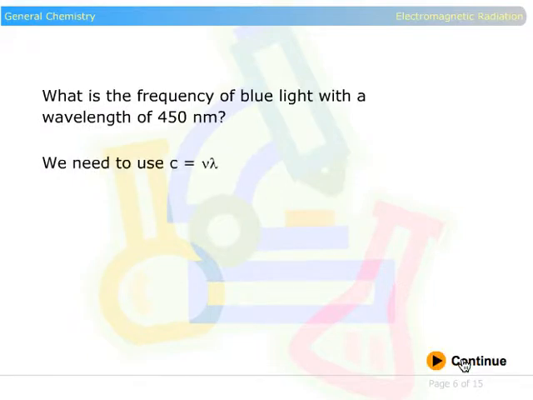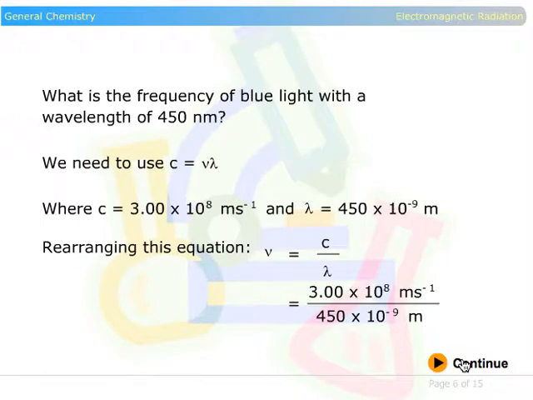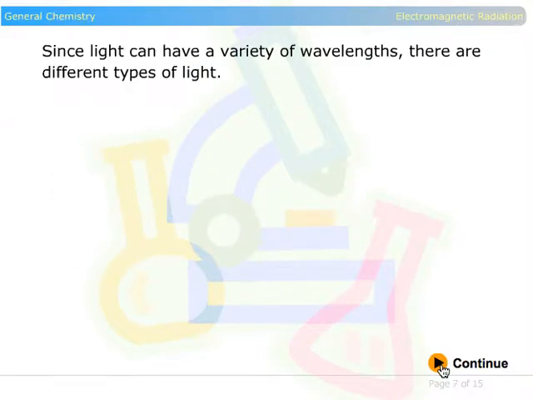We want to find the frequency of blue light. It's got a wavelength of 450 nanometers. Since the speed of light stays constant, we'll use that, 300 million meters per second. We can rearrange our equation, and we can calculate the frequency. And you can see the frequency is 6.67 times 10 to the 14th seconds to the minus 1, which is also a hertz. The frequency is going to be very large, particularly when you're looking at visible light. So don't be surprised when you see that.